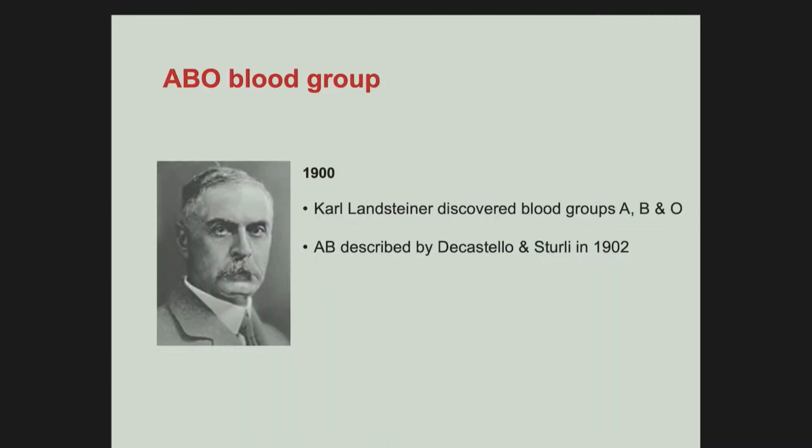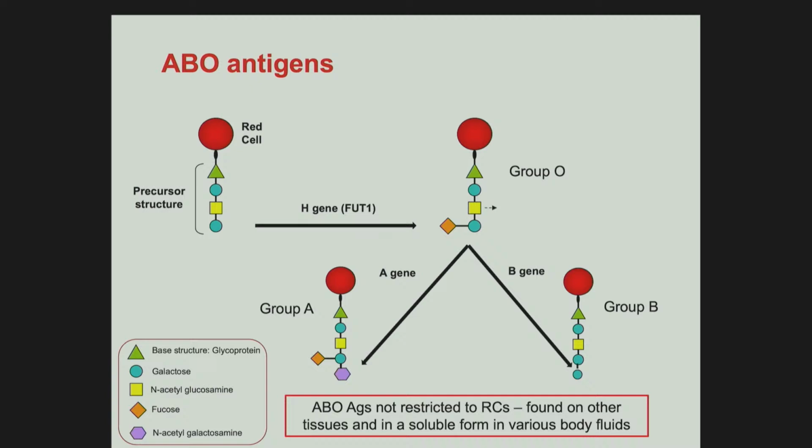So we've heard about the ABO group. Why is it such a problem? First described in 1900 by Landsteiner. He described A, B and O. Then a number of years later, some of his colleagues described the AB. The interesting thing about the ABO blood group system, it's not just restricted to red cells. It's found on most tissues in the body, solid organs. It's also found as the antigens are found in a soluble form in various bodily fluids if that person is a secretor. It's a simple structure on the red cell surface. It's a simple structure on other tissues.